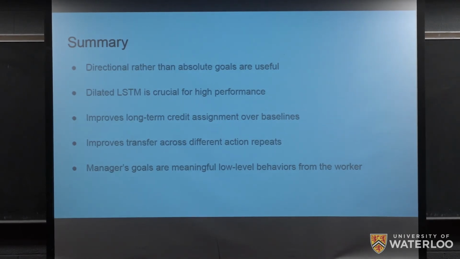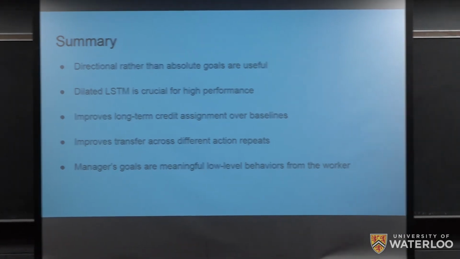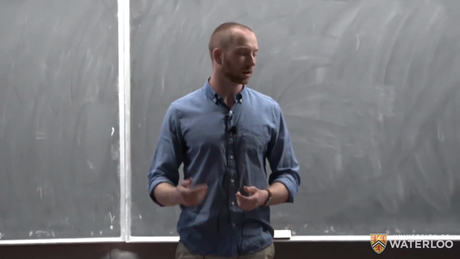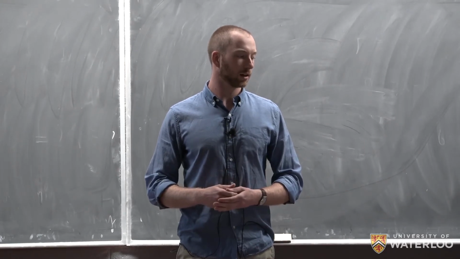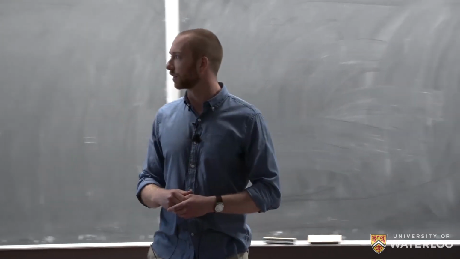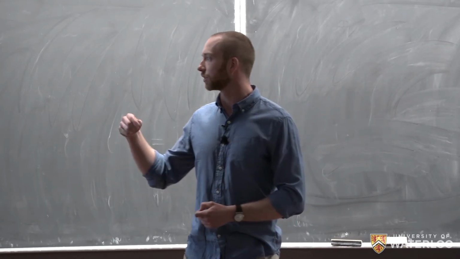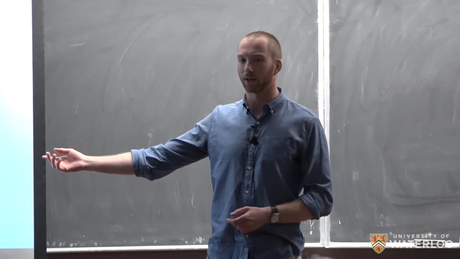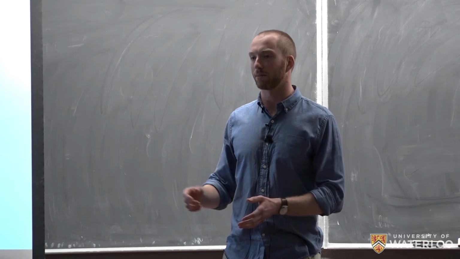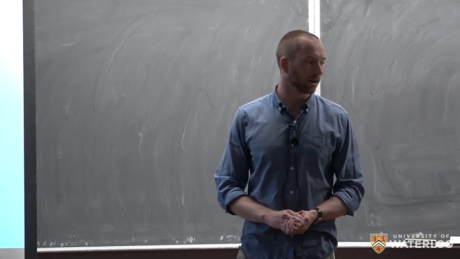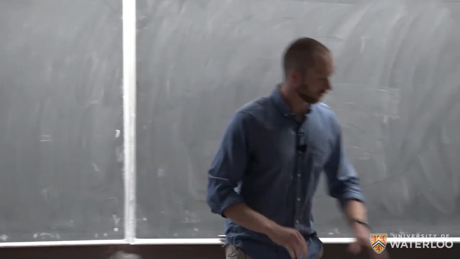So in summary, they used directional goals. This was quite useful. They used a dilated LSTM, which according to their results is crucial for their high performance. In some of their studies, they showed that they improve long-term credit assignment. They also improve transfer learning in the Atari games. And their studies also showed that these goals are meaningful low-level behaviors. They weren't just some hacky thing that happened to work. It does seem that these correspond to reasonable low-level policies.